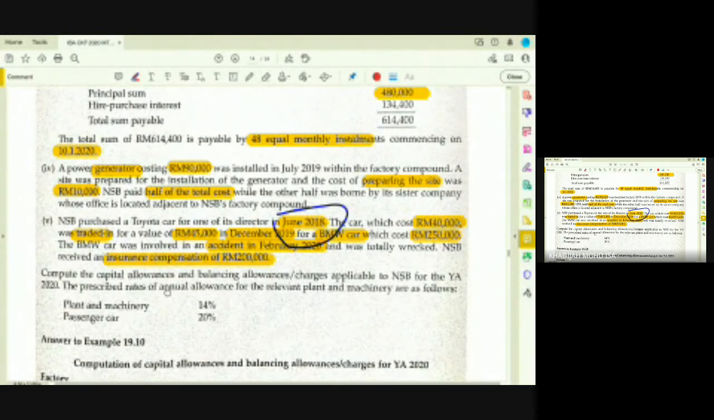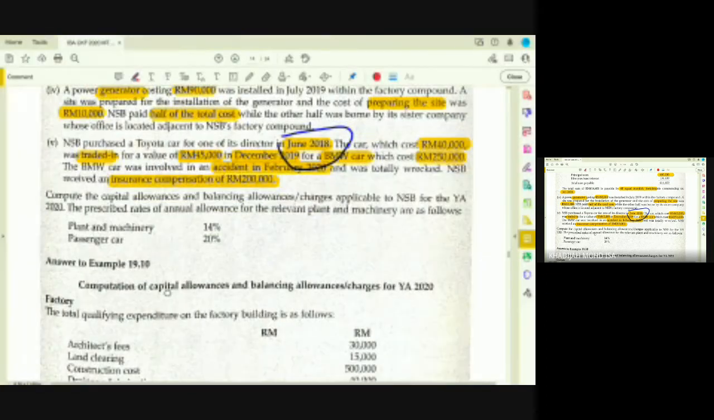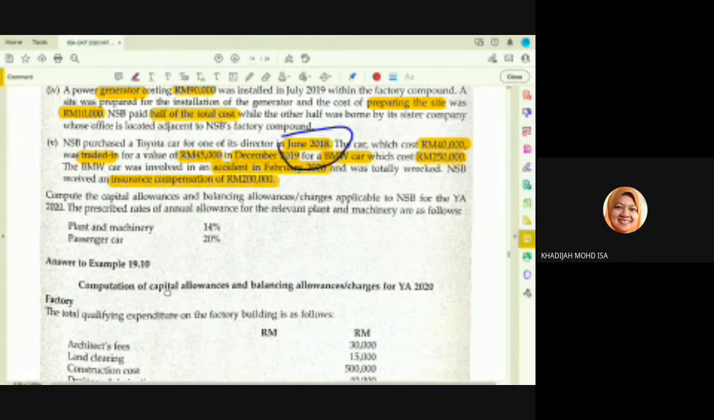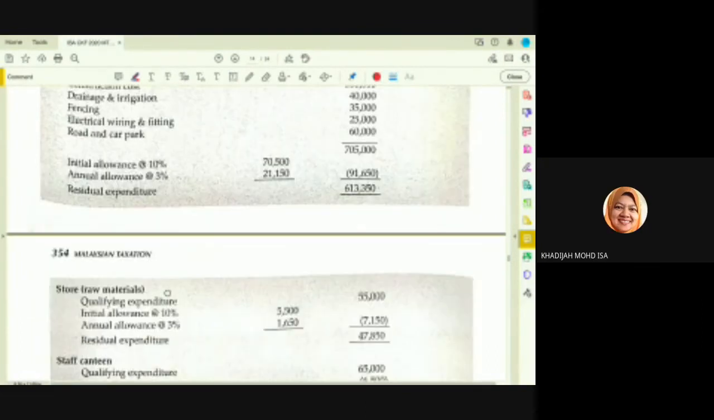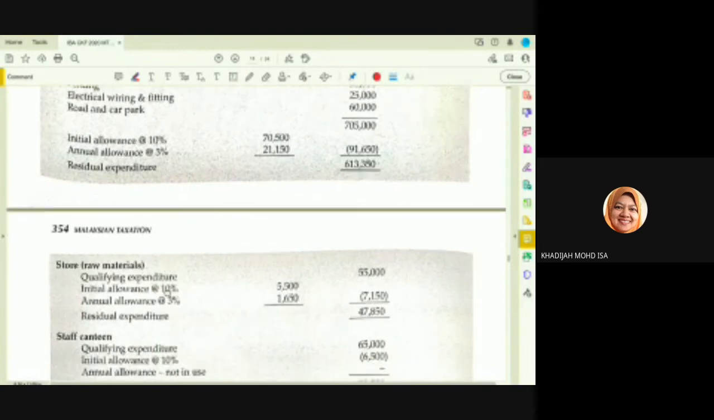So you look into the RE, residual expenditure, and compare it with the insurance compensation, which is the disposal value, 200,000. Then you have to compute. When you do the computation, the textbook shows it in a vertical form, showing IA, AA, IA, AA like that. But when I do my computation, it's always in horizontal form, so that it's easier to see the total CA that you claim for every year of assessment.